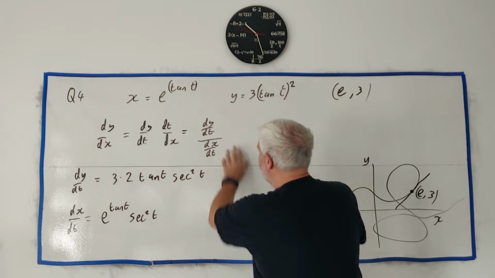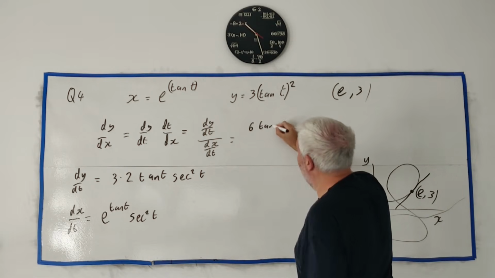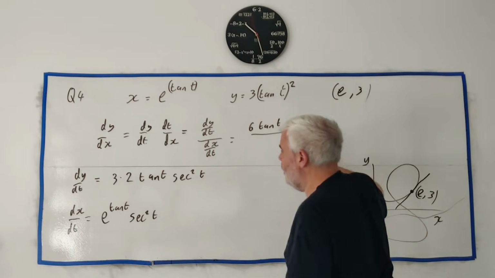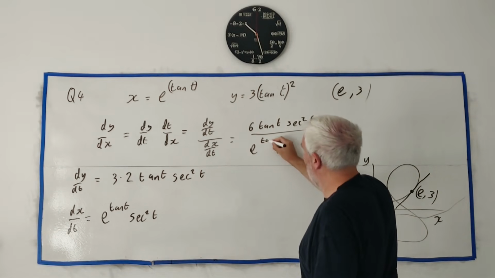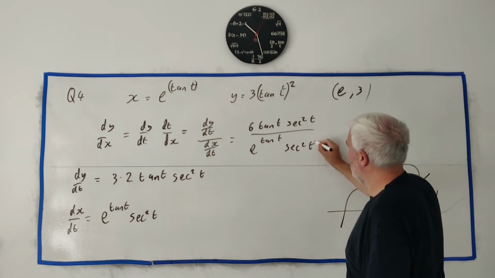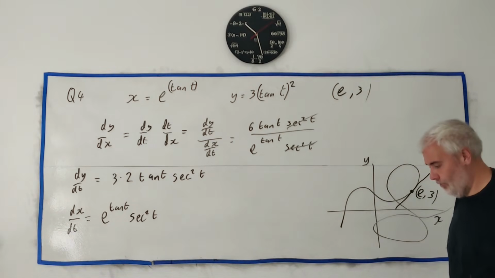Okay, we have these two. Let's divide it like this. On the top we get 6 tan t sec squared t. On the bottom we get e to the power of tan t sec squared t. Thankfully they cancel. So we're left with this nice little function here.